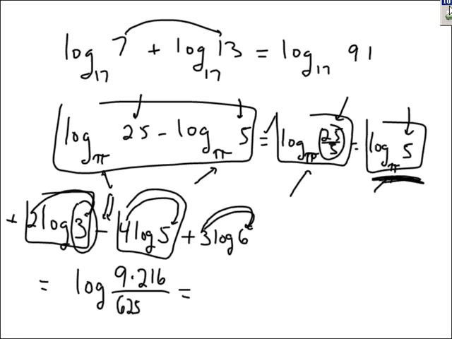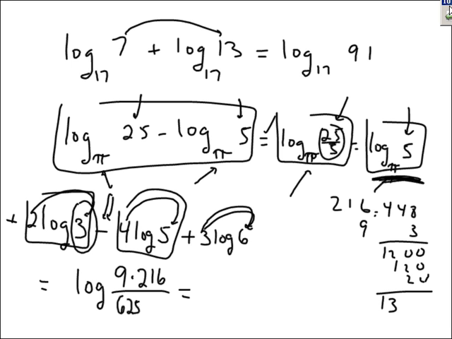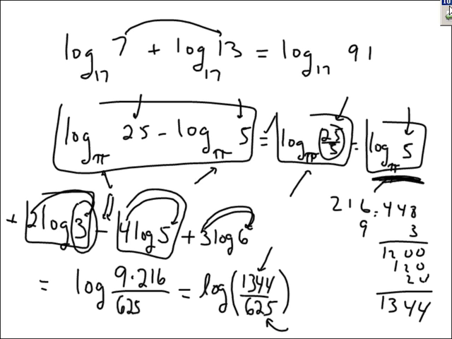And what is 216 times 9? Well, it's 448 times 3. That's 1200, 120, and 24. It's 1344. Minus some silly error, it's log of 1344 divided by 625. And the only numbers that go into the bottom are 5s and powers of 5. 5 doesn't go into the top.